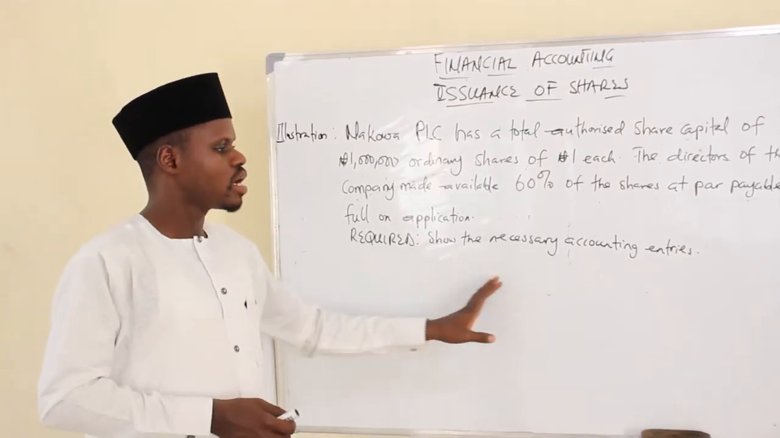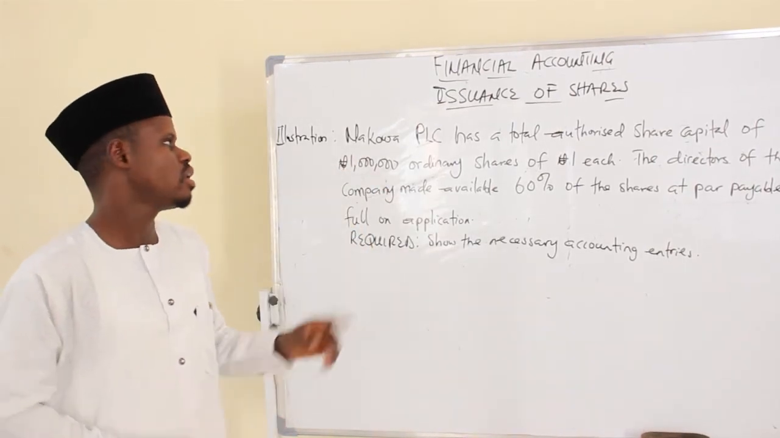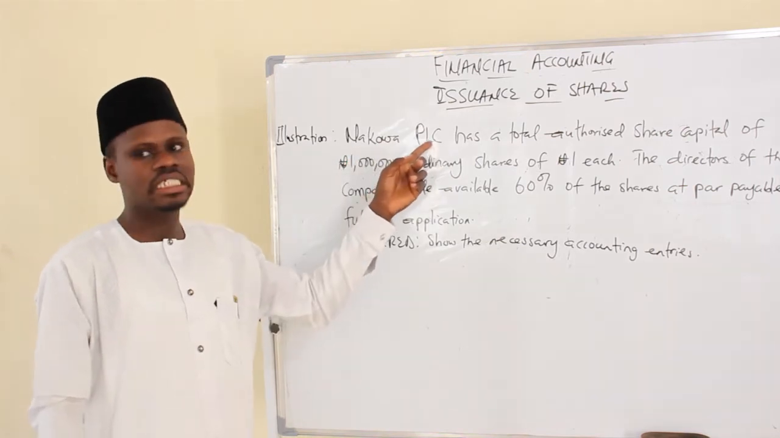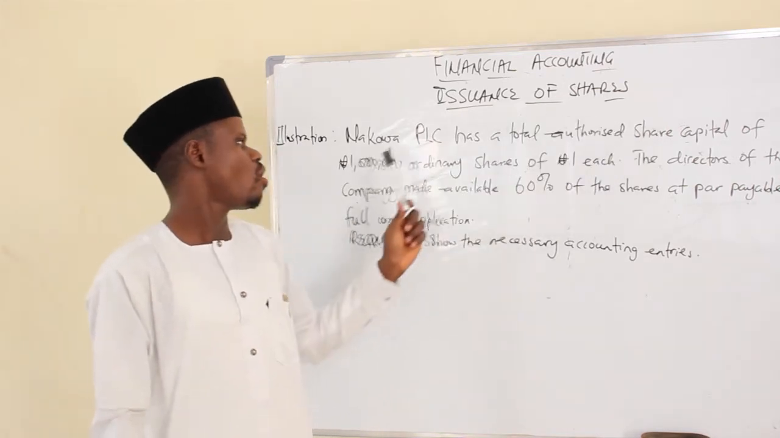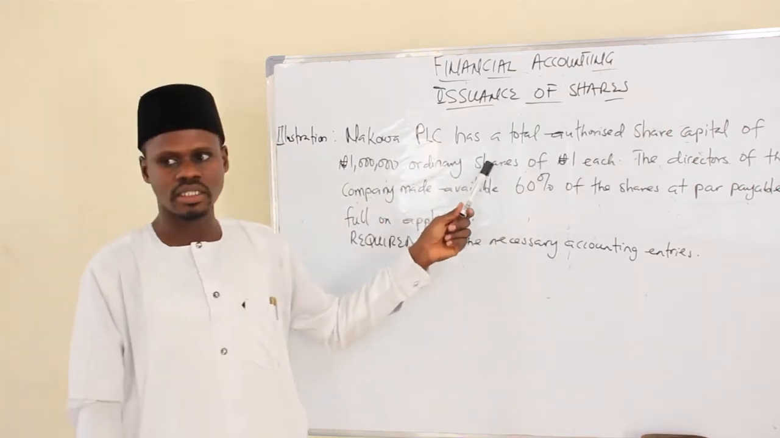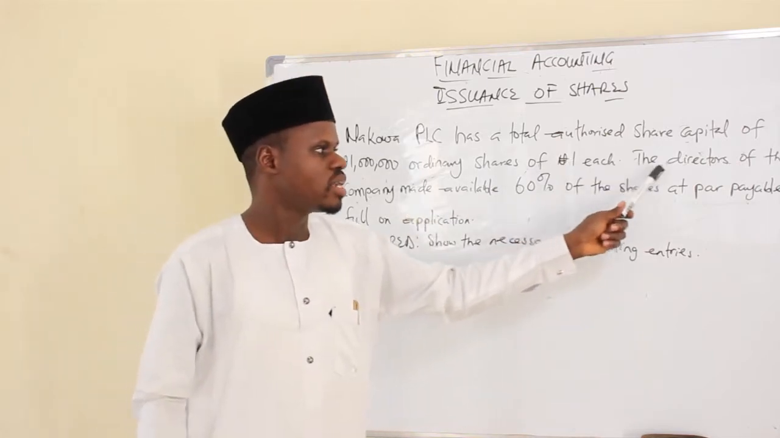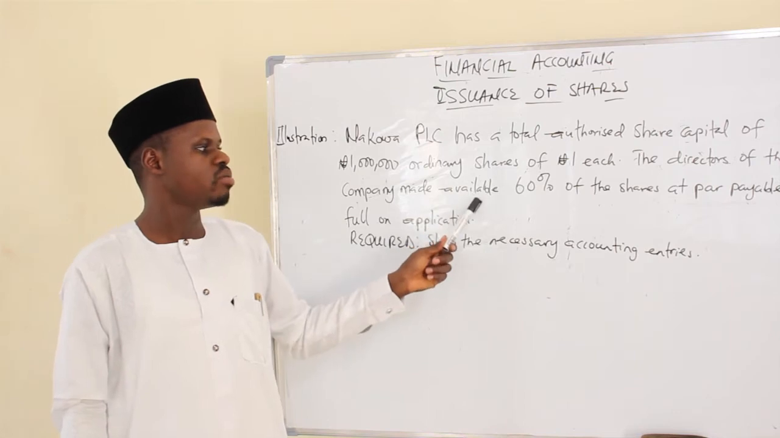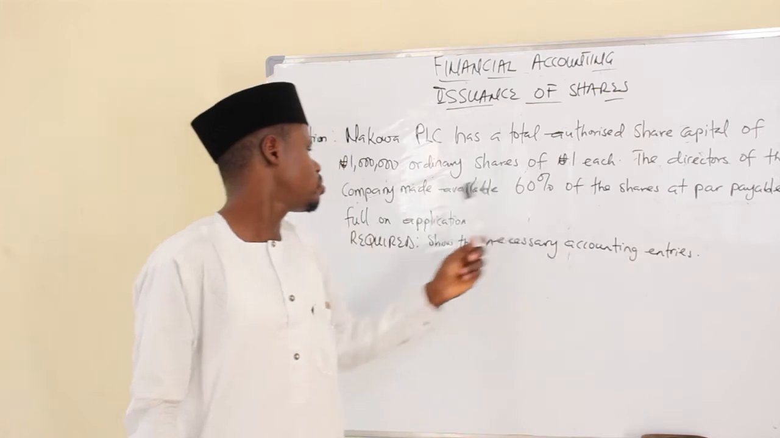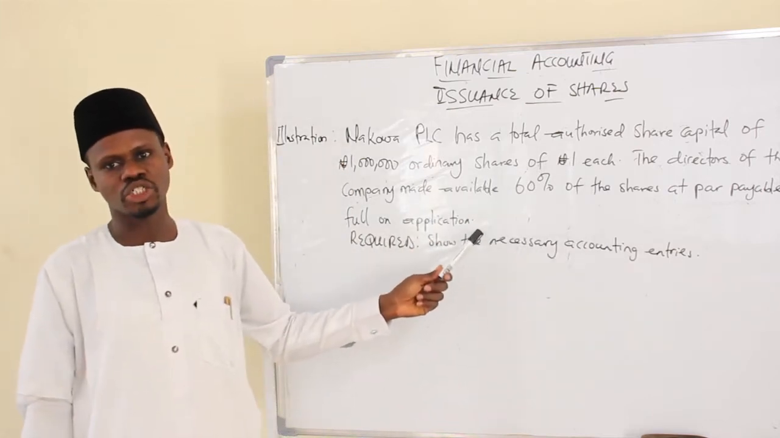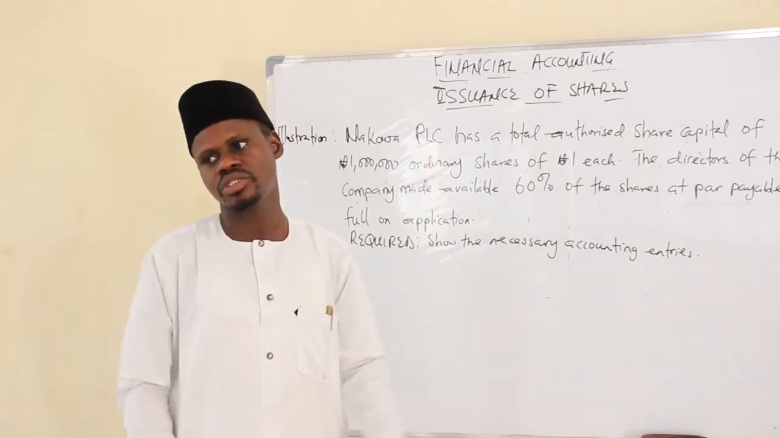Now, to illustrate how we are required to post the entries, we have a very good example here. NACOA PLC has a total authorized share capital of 1 million naira ordinary shares of 1 naira each. The directors of the company made available 60% of the shares at par, payable in full on application. Required, show the necessary accounting entries for this transaction.